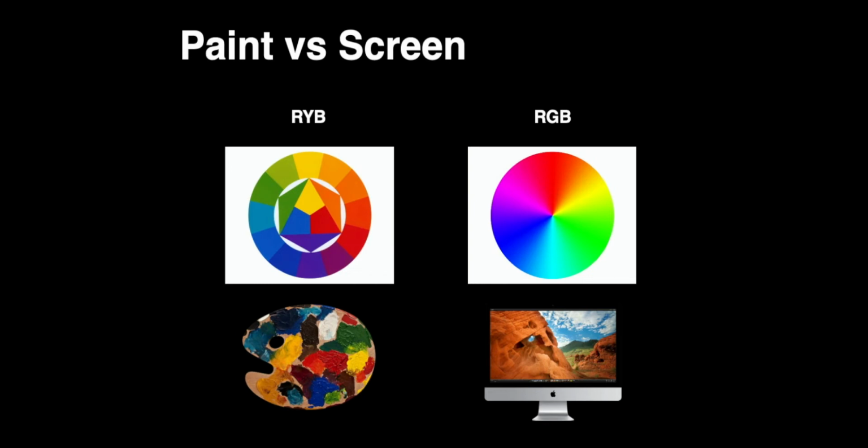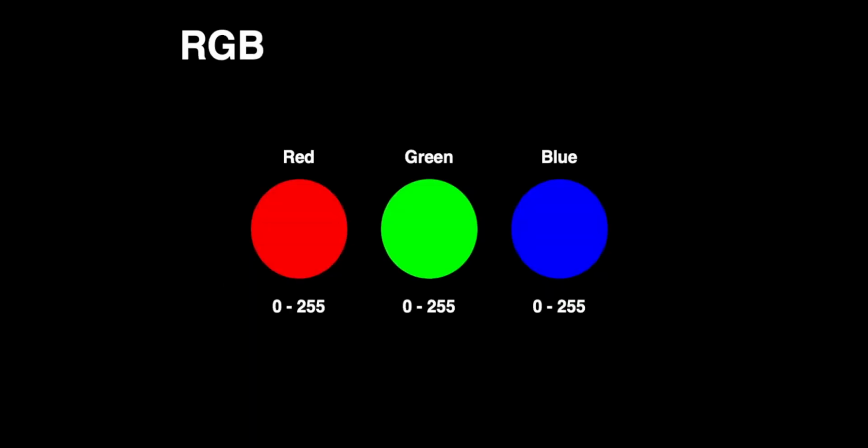On the left, we have our traditional wheel made up of red, yellow, and blue, the primary colors. On the right, we have our screen-based color wheel, which is made up of red, green, and blue, or RGB. When working with any screen, whether it is a computer, a phone, or a television, all the colors are made up of a combination of red, green, and blue.